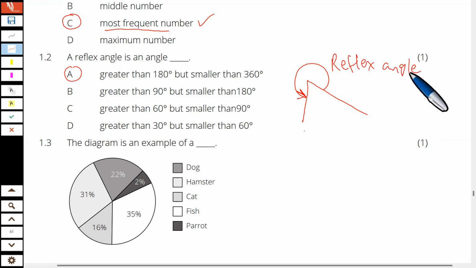So this angle is measured in a counterclockwise direction, and it is an angle that is bigger than 180, but smaller than 360 degrees. An angle of 360 degrees would be an angle like this, a complete revolution, which is 360 degrees.